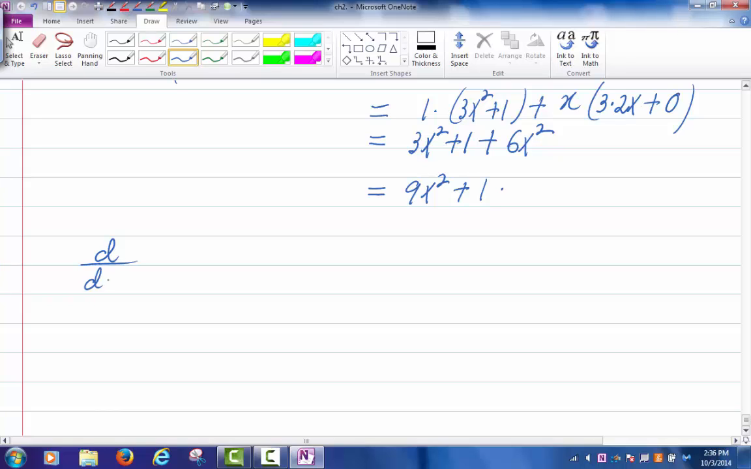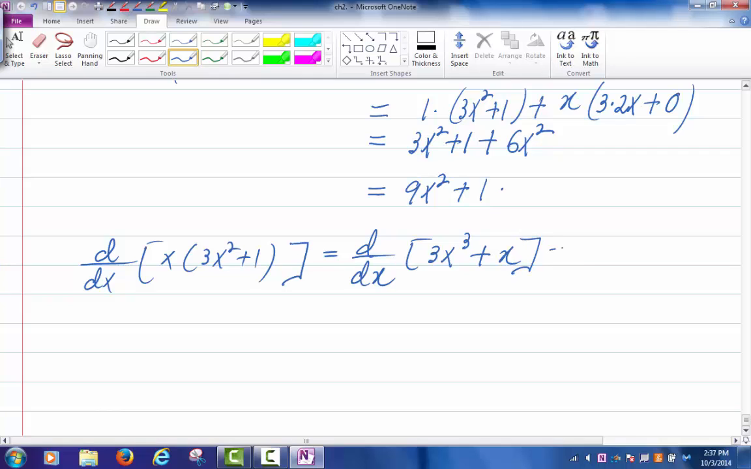We are trying to find the derivative of x times 3x squared plus 1. And I could have just multiplied first, and I would have gotten 3x cubed plus x. And then by using the power rule, this is what? 9x squared plus 1, right? So if multiplying is easy to do, then that's what you should do, and then take the derivative by using the power rule, not by using the product rule.